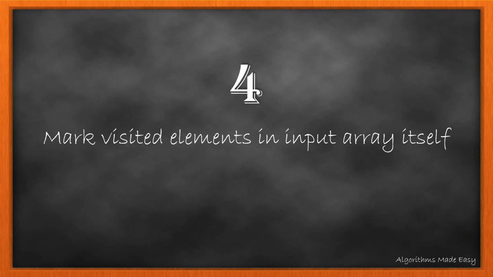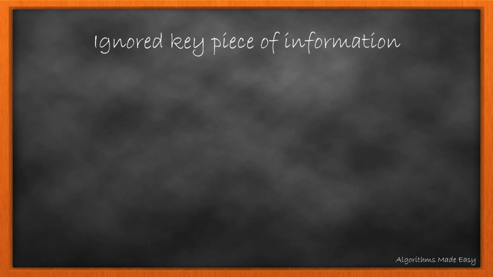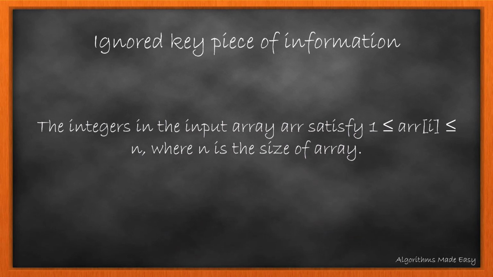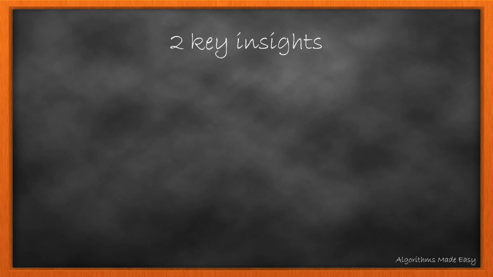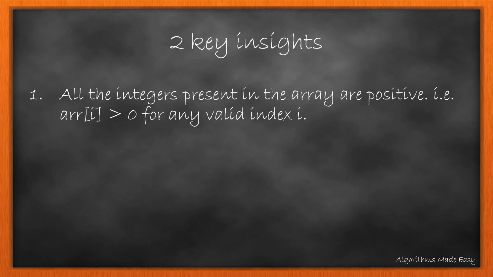This gets us to the fourth method. There is a key information that we did not consider till now. The integer in the input array satisfies 1 to n, where n is the size of the array. With this, we can deduce two insights. First being that all the integers present in the array are positive. That is, the value will always be greater than 0 for any valid index i.